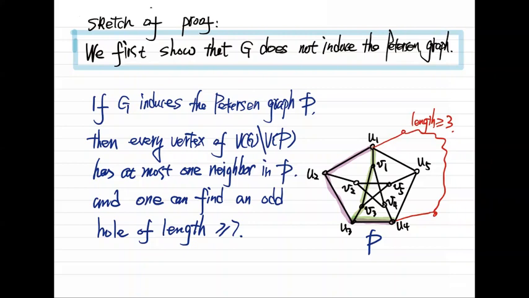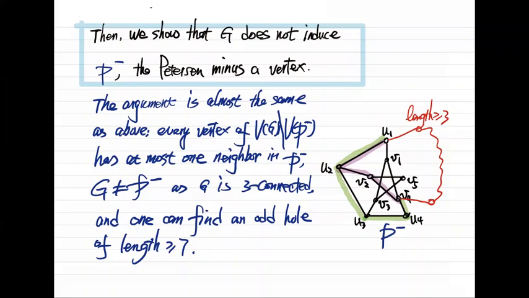Then we show that G does not induce P minus, the Petersen graph minus a vertex. Because we have shown that G cannot induce the Petersen graph, we can see that if G has a P minus, then every vertex outside P minus has at most one neighbor in P, the same property as we just used. Now we can see that G cannot have P minus because G is 3-connected, and then we can find an odd hole of length at least 7.